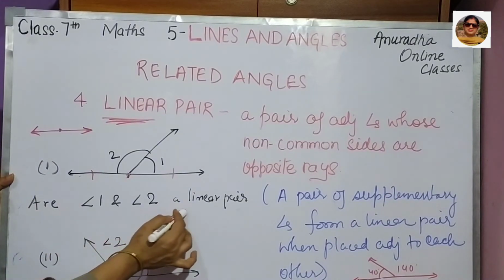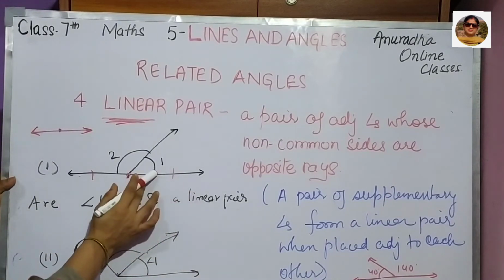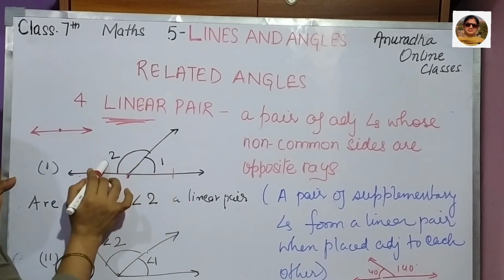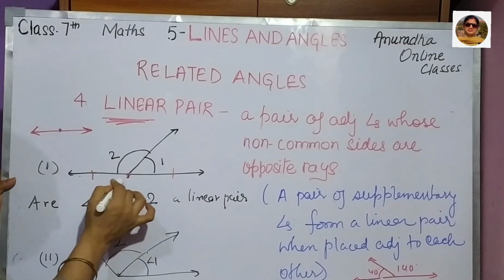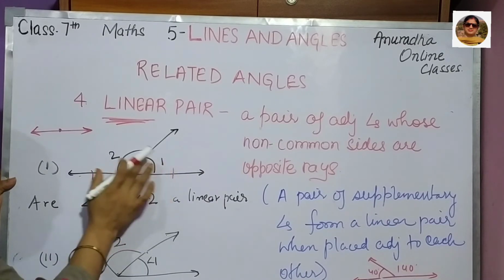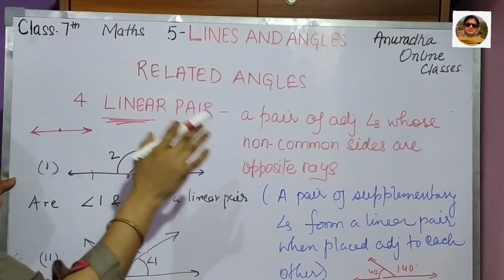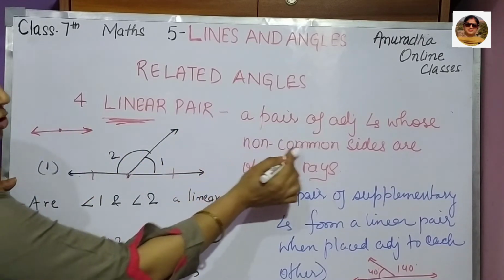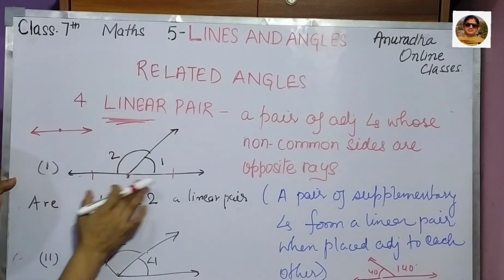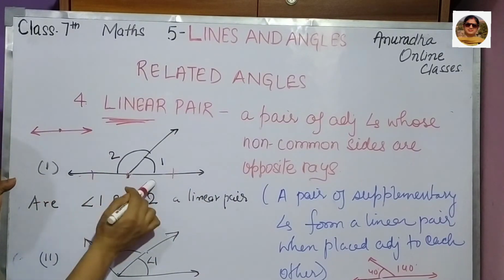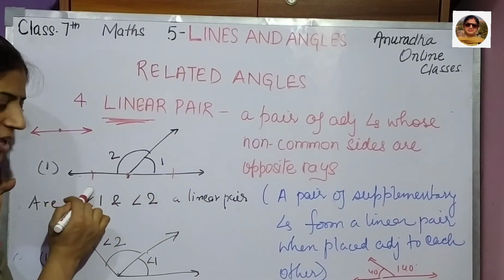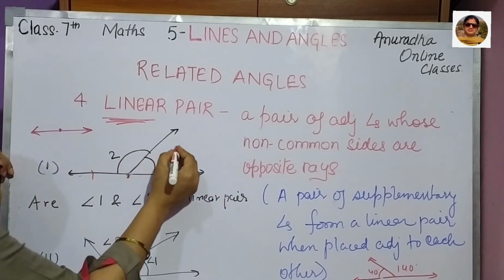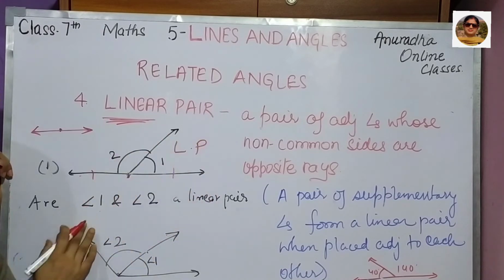Here you can also see one question is given. Are angle 1 and angle 2 a linear pair? Let us see. This is the common arm, this is the vertex. It is following the rule of adjacent angles. These two are adjacent angles, right? Now, the non-common sides are opposite rays. Look, this one and this one are opposite rays. That means it is following the rule, so this is a linear pair, right?